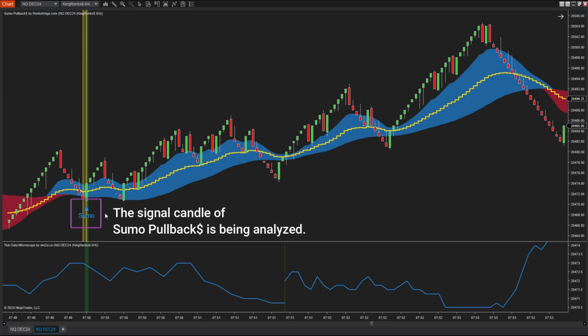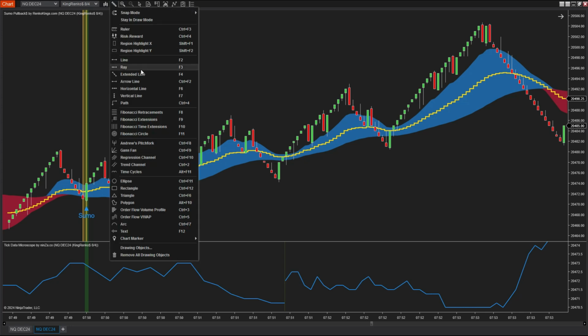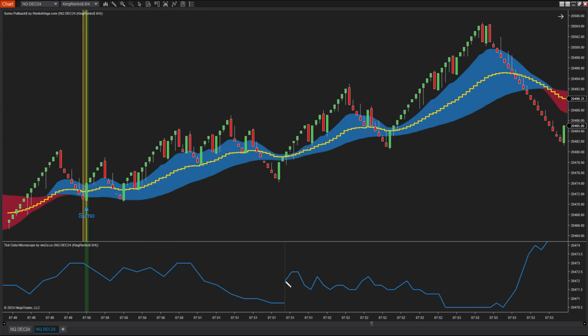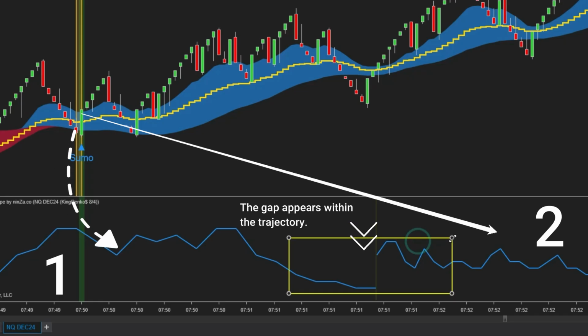After zooming in, you'll notice a significant gap between the first and second candlestick. However, this gap isn't visible when looking at standard candlestick charts. You can only observe it through the price trajectory. This insight helps you understand the underlying price action more clearly and can guide your trading decisions.